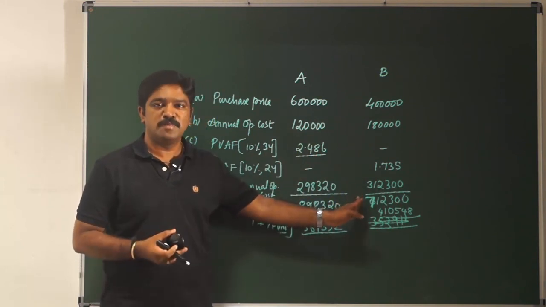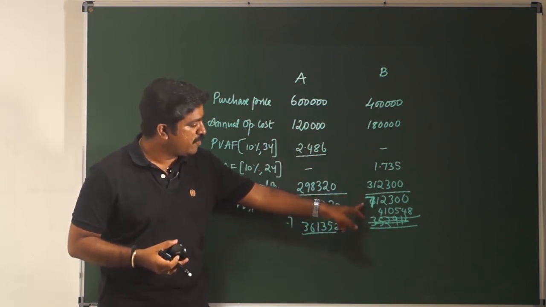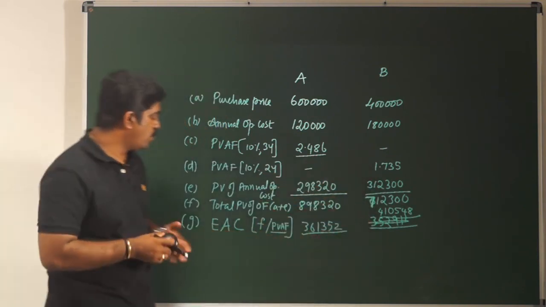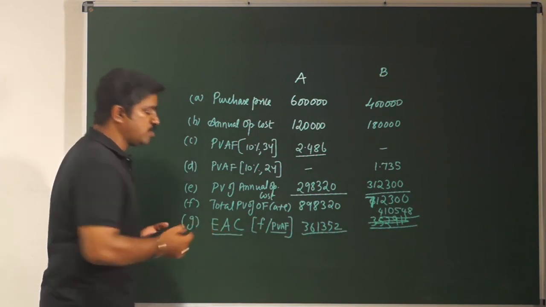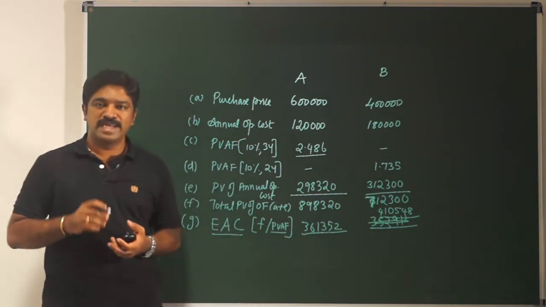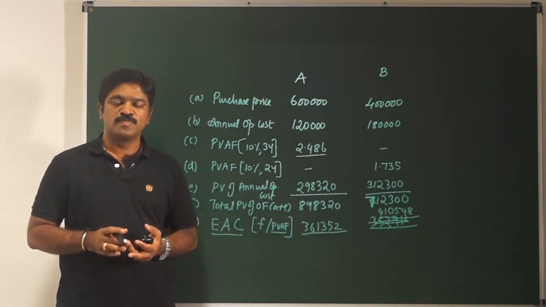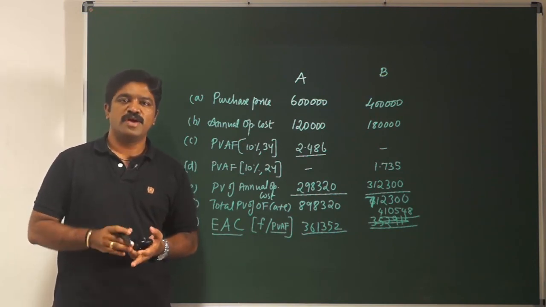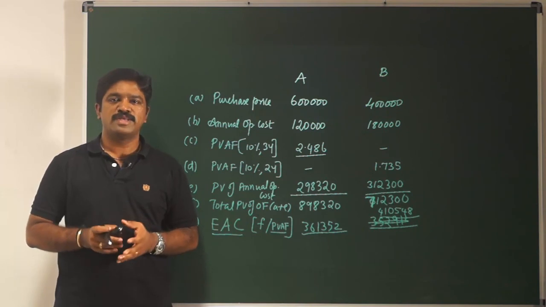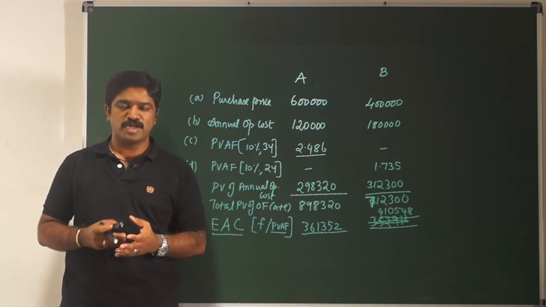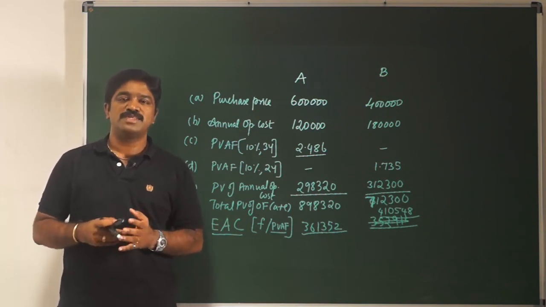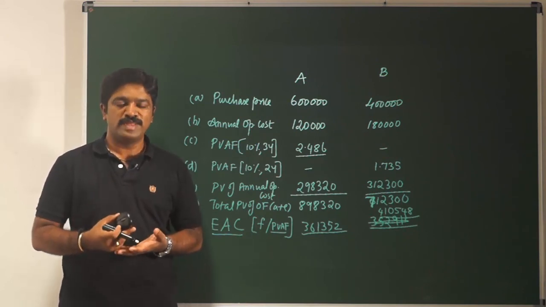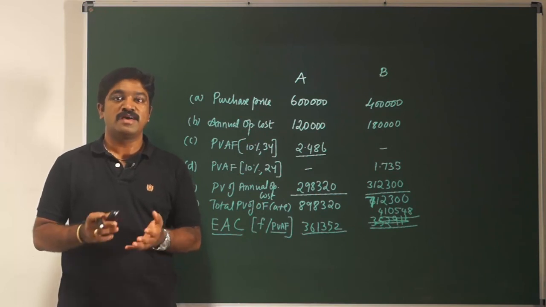So we got the real picture only when we divided this by the relevant present value annuity factor and derived what is known as equivalent annual cost. So equivalent annual cost is a great tool which will come to your rescue when you have differences in life of the project. Whenever you have a difference in life of the project, don't take the decision just by looking at the present value or NPV. Find out the equivalent annual cost, or the equivalent annual NPV, then take a decision. Then you will have the right decision.